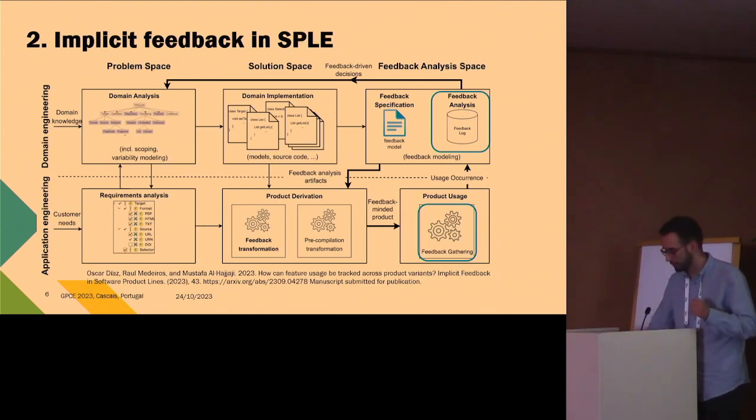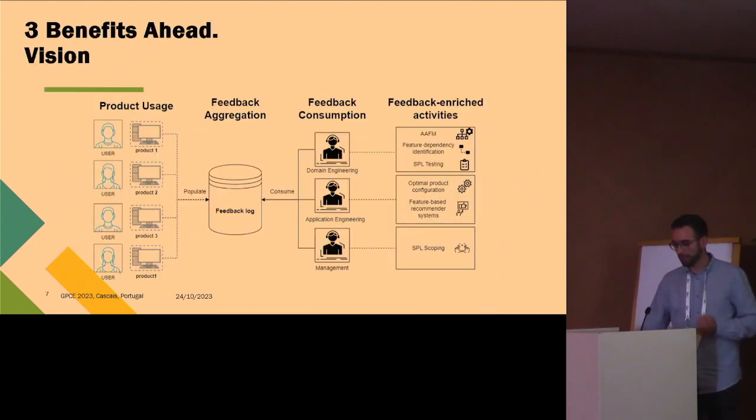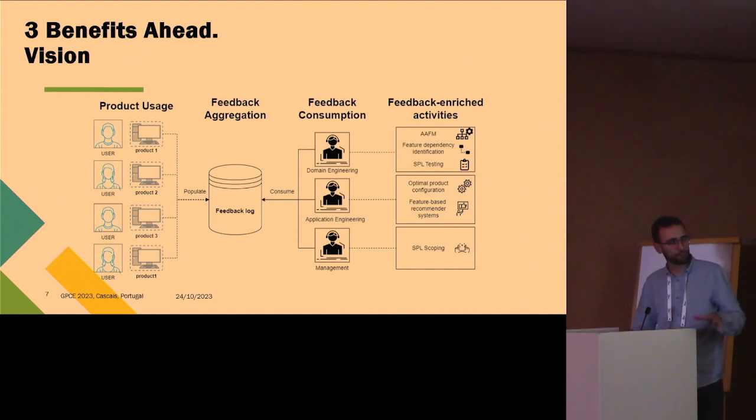So the vision of this paper is that, in contrast to what we defined here, that feedback analysis is conducted only in domain engineering, we thought it was better to enable also application engineering and the management part of the product line to consume that feedback. So in our vision, we would have some products generating feedback, different products with different features, but some of them have some features in common. Those products will generate feedback that is stored in a feedback log, and then this feedback log can be consumed from the different areas of product line engineering, that is domain engineering, application engineering, and the management.